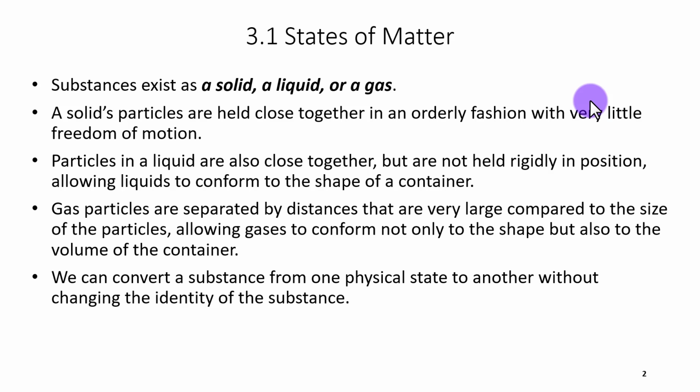We can take a substance from a solid, convert it to a liquid, convert it all the way to a gas, without changing the identity of the substance. So when I'm taking ice, which is solid water, and I melt it to make a liquid water, and then I evaporate it to turn it into a gas, it is still water. It has the same composition, so I don't change the identity of my substance, but I am changing the state of matter. It's going from a solid to a liquid to a gas.